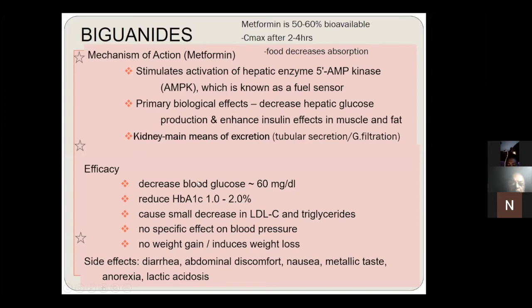Regarding efficacy, it reduces hepatic glucose production and reduces HbA1c by around 1 to 2%. It causes a small decrease in LDL cholesterol and triglycerides, so it is beneficial in cardiovascular protection. No specific effects on blood pressure, and no weight gain, or even weight loss. The drugs which are weight neutral are metformin, DPP4s and sulfonylureas, while SGLTs reduce the weight. We have to consider this whenever we write a drug: if the patient is already overweight, we should prefer a drug which doesn't increase the weight.